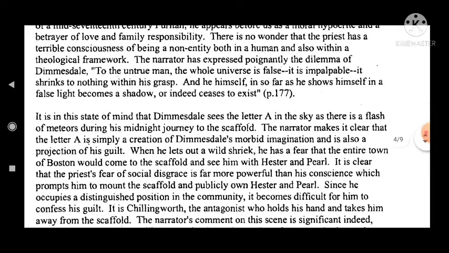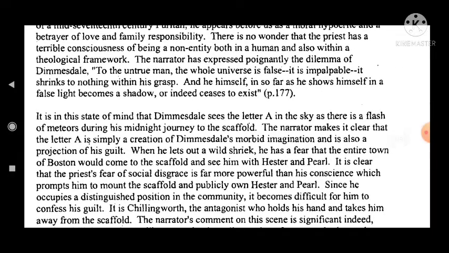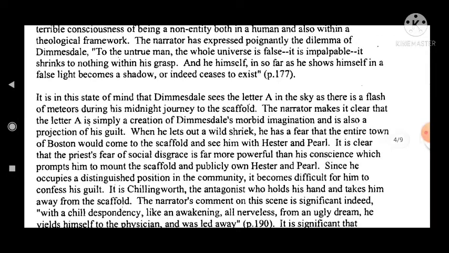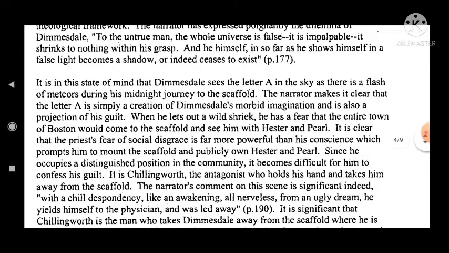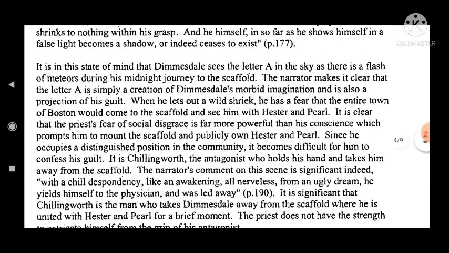The narrator has expressed poignantly the dilemma of Dimmesdale. To the untrue man, the whole universe is false, it is impalpable, it shrinks to nothing within his grasp, and he himself, in so far as he shows himself in a false light, becomes a shadow, or indeed ceases to exist.